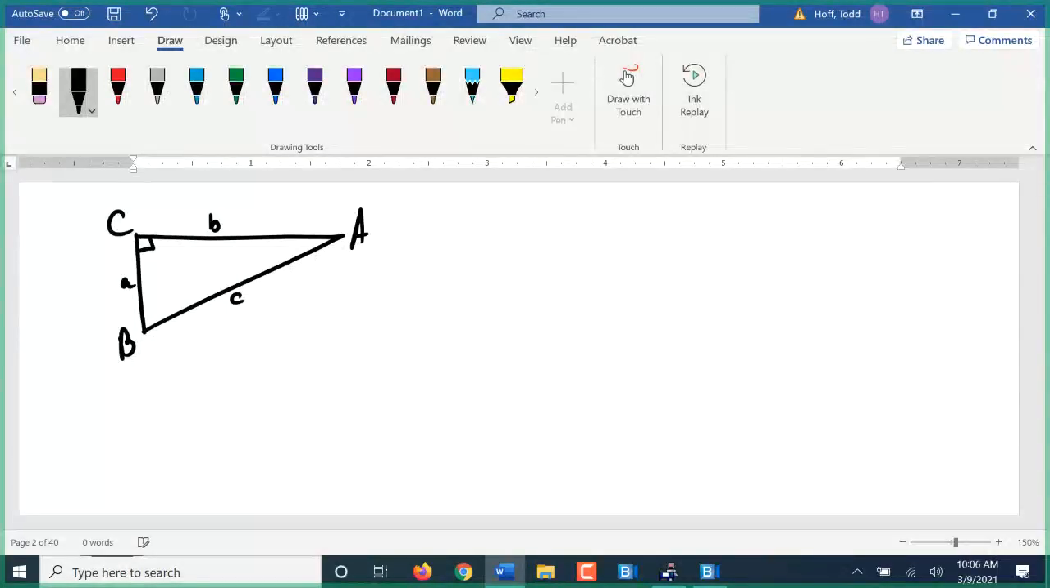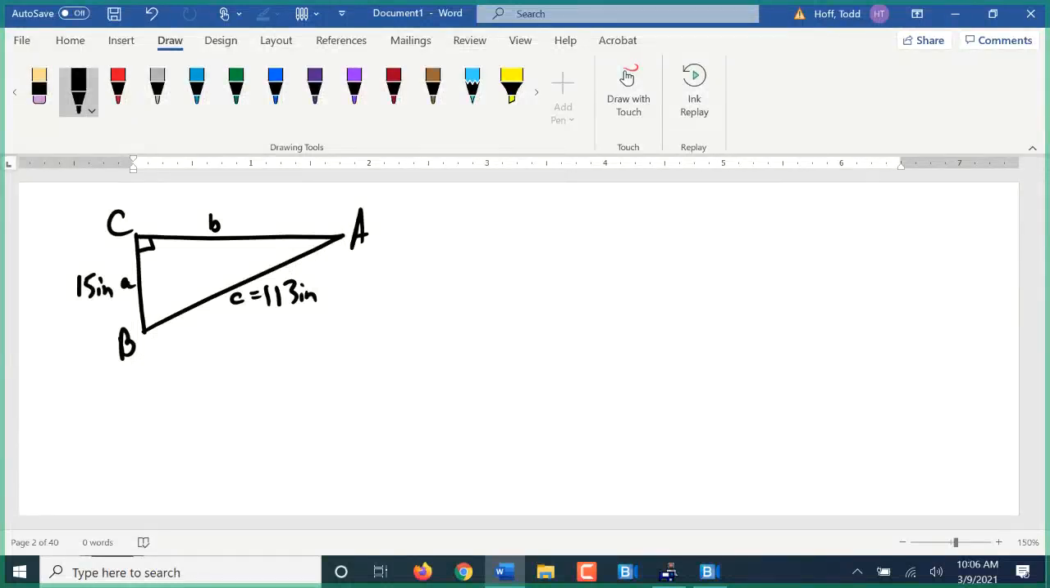For this triangle here, I'm going to give you that we have, let's say, 15 inches for side A and 113 inches for side C. Sorry, I said 123 at first, but it should be 113 inches for side C.